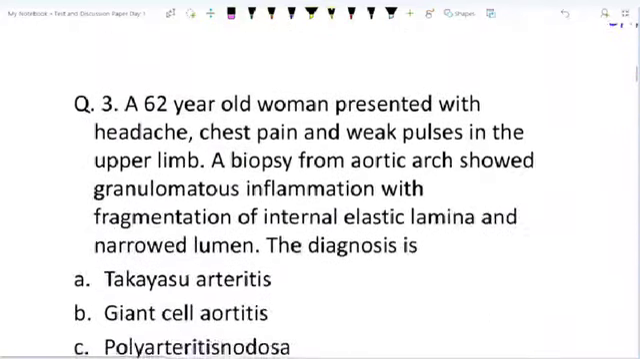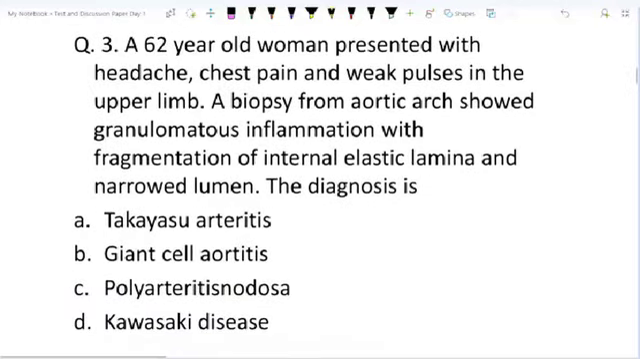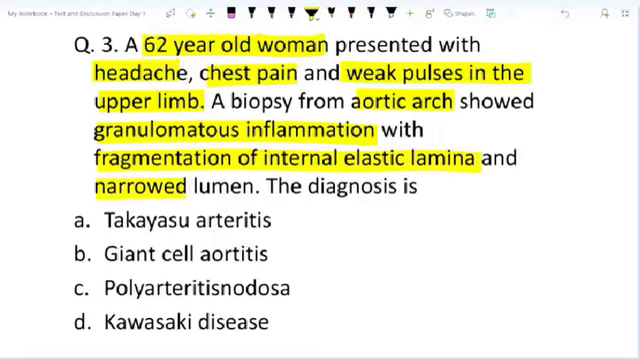Next is a 62-year-old woman presented with headache, chest pain, and weak pulses in the upper limb. So she has head symptoms, chest symptoms, and weak pulses, so something vascular is possibly going on. The aortic arch is the site of biopsy, and it shows granulomatous inflammation with fragmentation of the internal elastic lamina and a narrowed lumen. So what's your diagnosis?